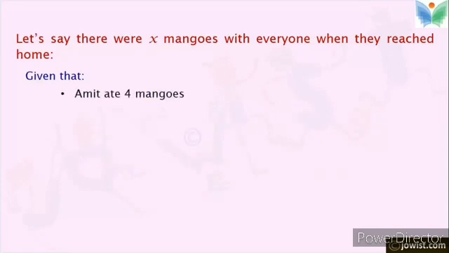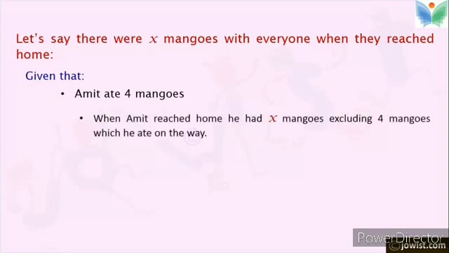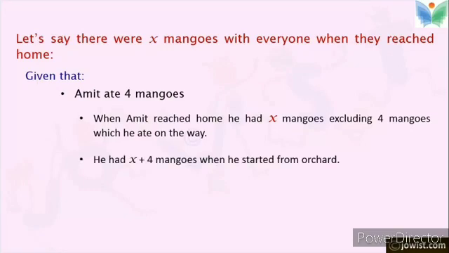Similarly, Amit ate 4 mangoes from his bag. When Amit reached home, he had X mangoes. So, when Amit started from the orchard, he must have had X plus 4 mangoes. To make it very clear, out of X plus 4 mangoes, he ate 4 mangoes and was left with X mangoes. Therefore, his equation will be N is equal to X plus 4.